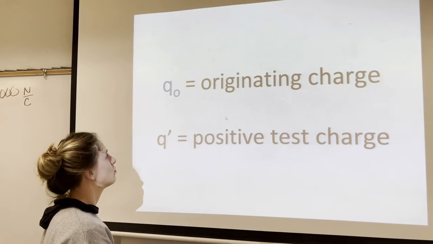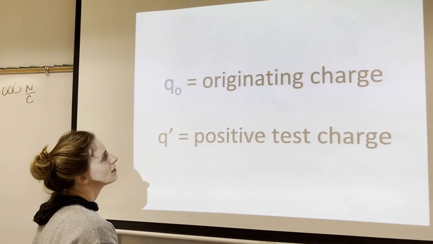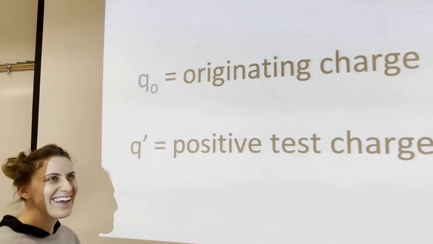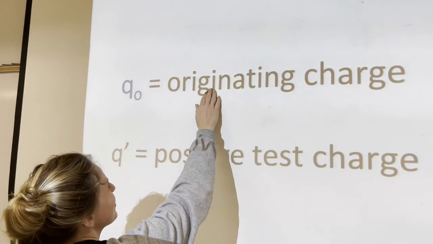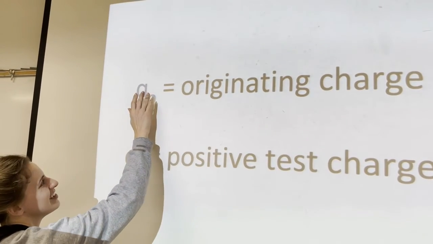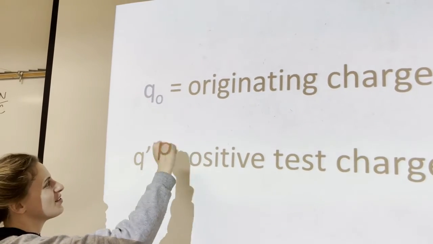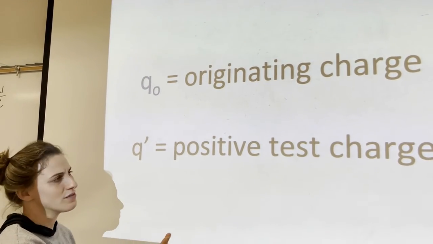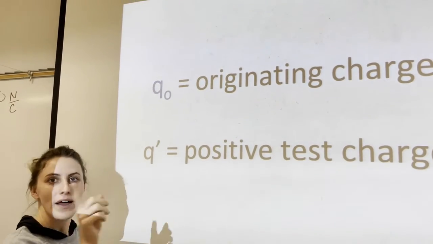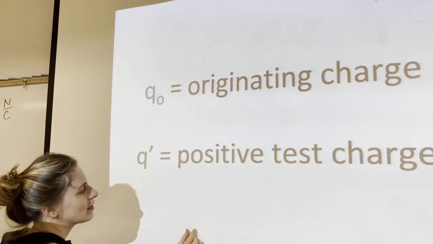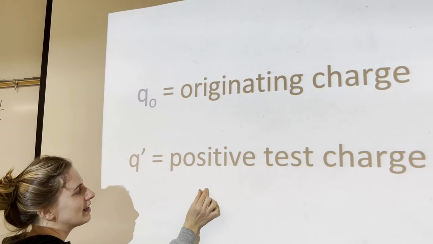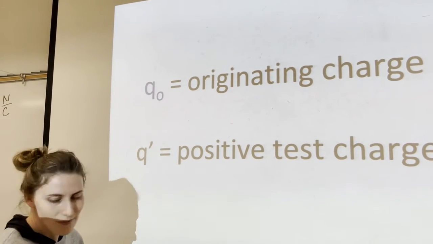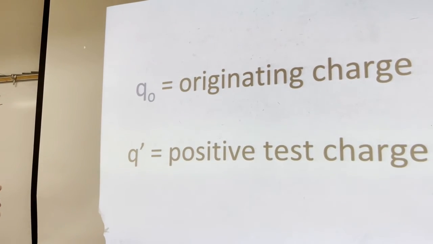We just have some more definitions here. Got to know the players if you want to play the game. So this is our originating charge, Q sub 0. We saw those in the video. And then the positive test charge, which is always positive by definition. It's the zombie hand that was moving it around, bringing it in. And that's Q prime. Q prime, that's what we call it.